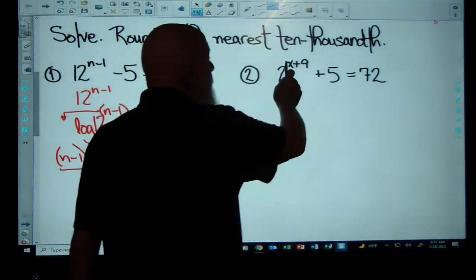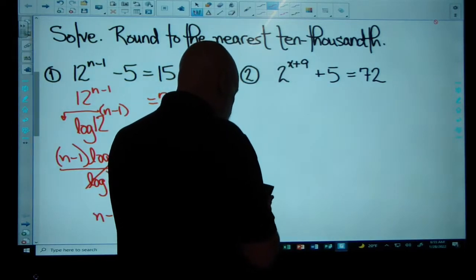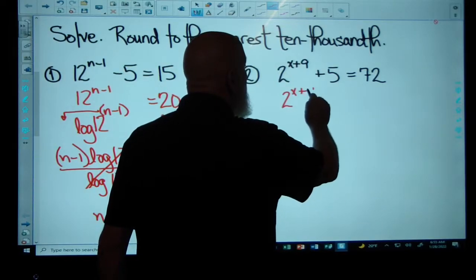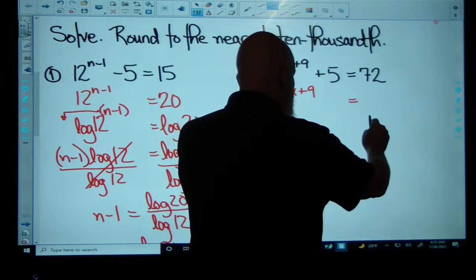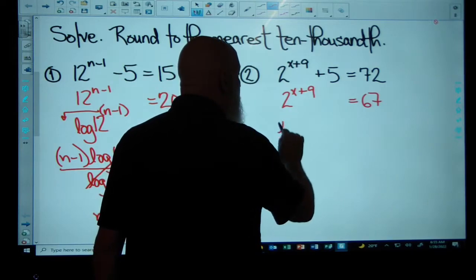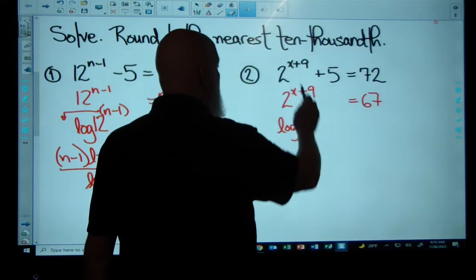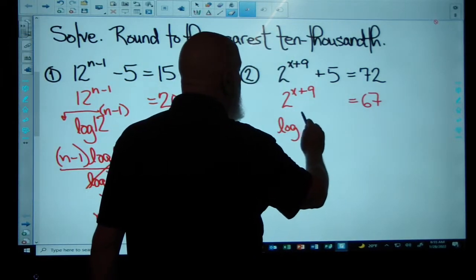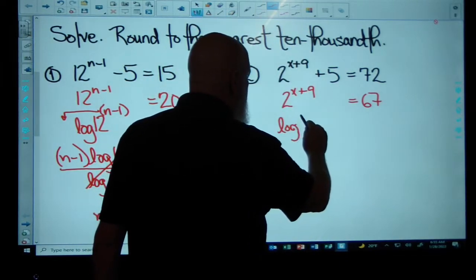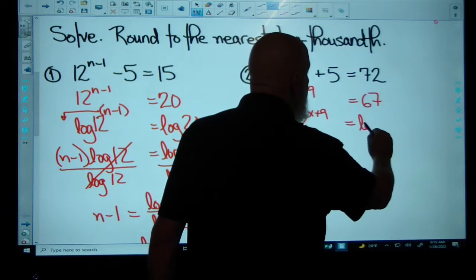I'm going to isolate this term right here by subtracting 5 from both sides. This will give me 2 to the x plus 9 is equal to 67. I'm going to take the log of both sides just by writing the word log. Whoops, brain damaged old man. Log of 2, dagnabbit, having a rough morning. Log of 2 to the x plus 9 is equal to log 67.